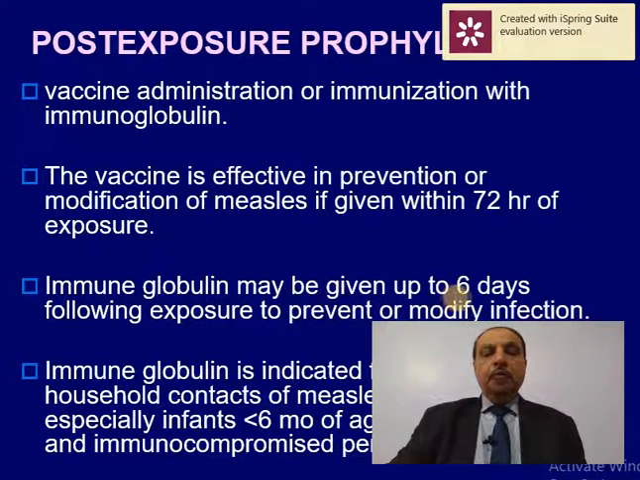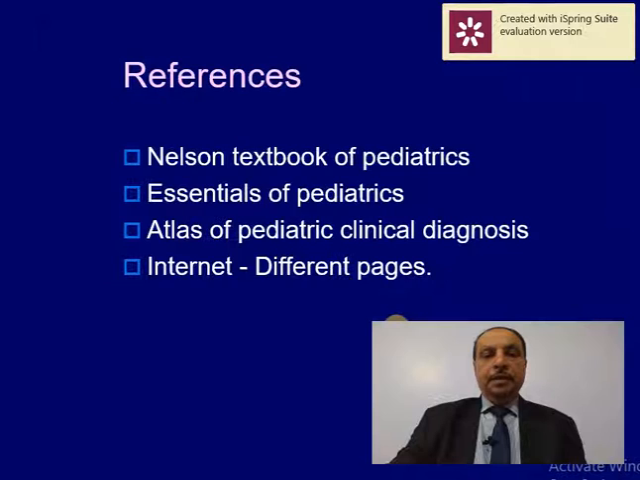Immunoglobulin may be given up to 6 days following exposure to prevent or modify the infection. As much as possible, give it earlier during the incubation period, the earlier the better. Immunoglobulin is indicated for susceptible household contacts of measles, especially infants below 6 months of age, as we mentioned, because of this risk factor, and also pregnant women and immunocompromised patients.